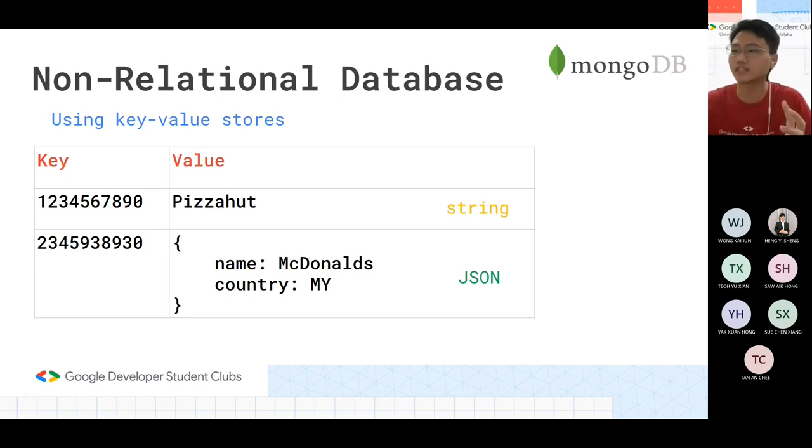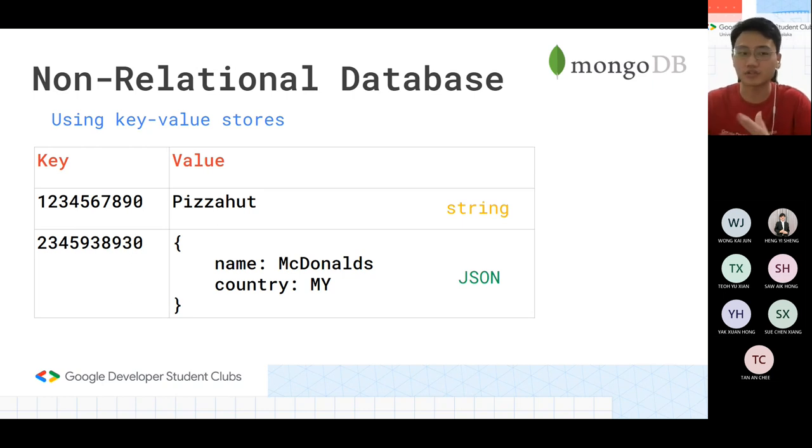So from here, you can see that the key is like a string of number, and the value will be a Pizza Hut. So it's a string, and sometimes it will also contain a curly bracket with the key and value field inside the JSON format. So now we will look through what the JSON format is.